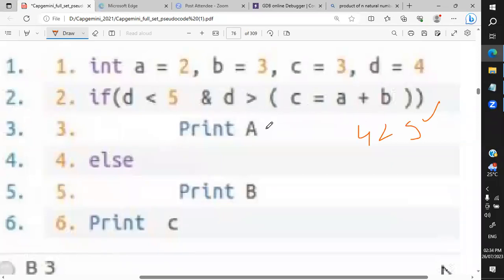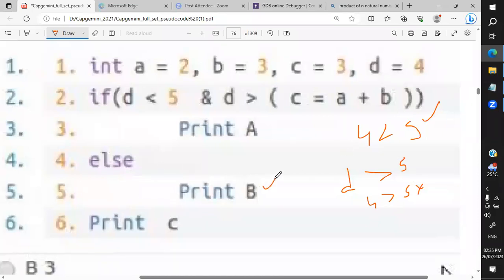True and something. What is that and? D greater than 5, and C equal to A plus B. What is A plus B? 2 plus 3, which is nothing but 5. So D greater than 5. What is D? 4. 4 greater than 5. Is it true? False. So as it is false, it will come to the else part and print B value.